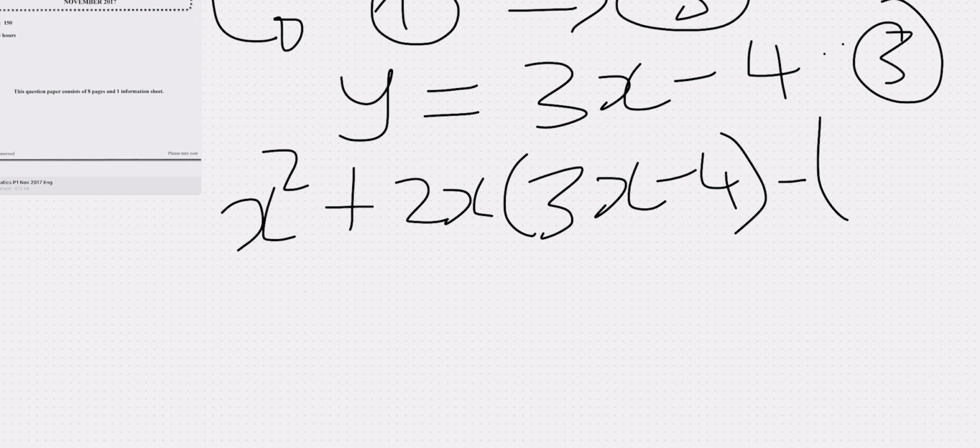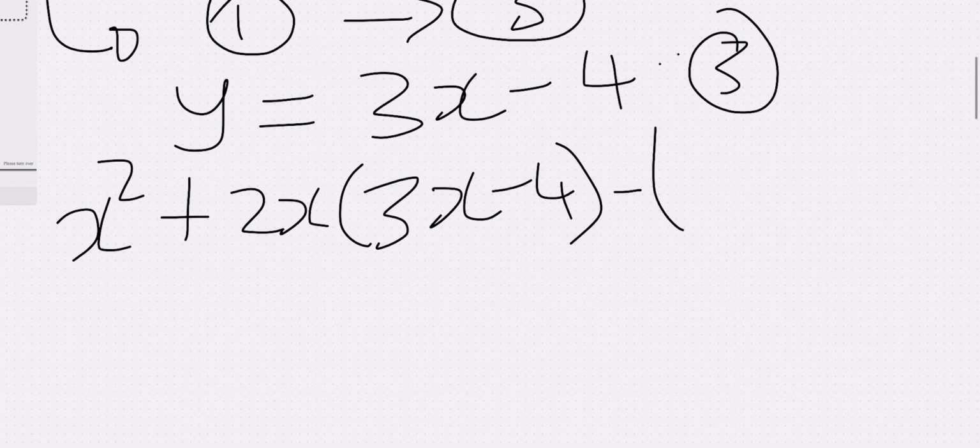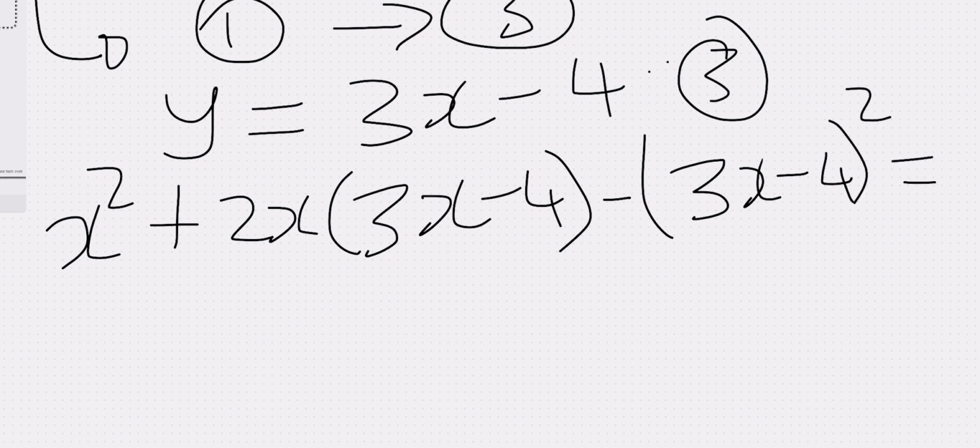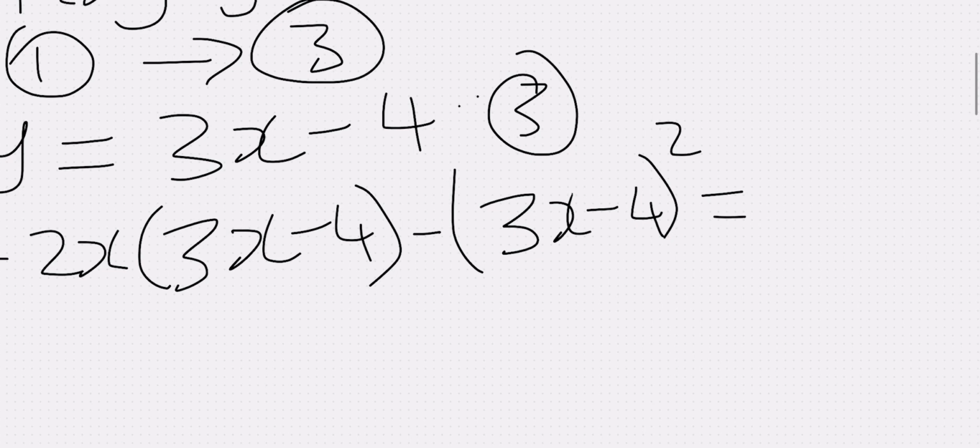Instead of y, what are we plugging in? We're plugging in 3x minus 4. So 3x minus 4 here, 3x minus 4 all squared. And that is equivalent to minus 2. Okay, cool. So now, what did I just do here?